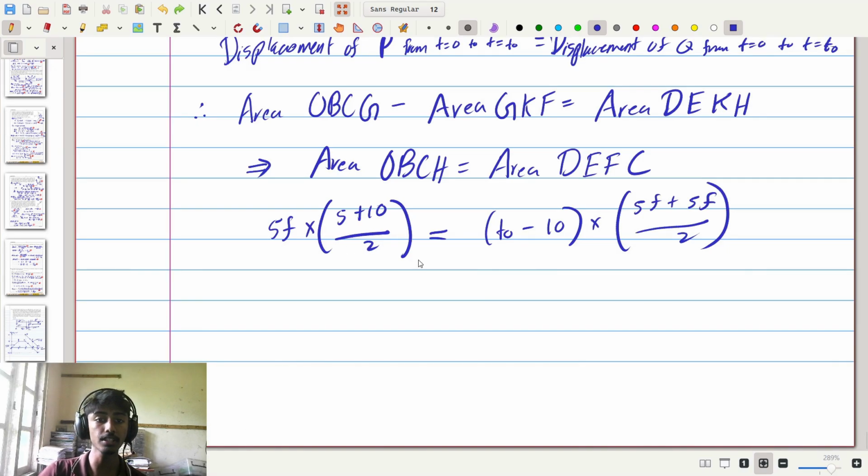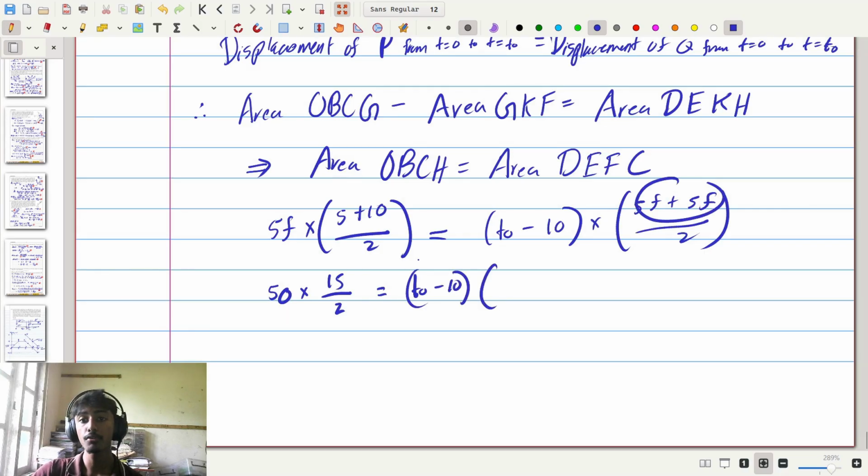So doing so, on the left hand side we have 5 times 10, which is 50, times 15 divided by 2, which is equal to, and on the other side we have t0 minus 10 multiplied by (5f plus 5f) divided by 2, which is 5f, and f is equal to 10, so therefore we have 50. So we have times 50 on this side as well. Here we can see the 50 and 50 cancel, leaving us with 15 over 2 equals t0 minus 10.